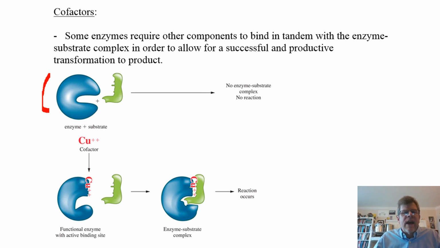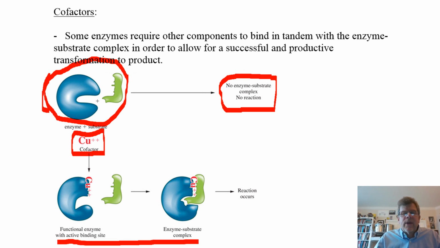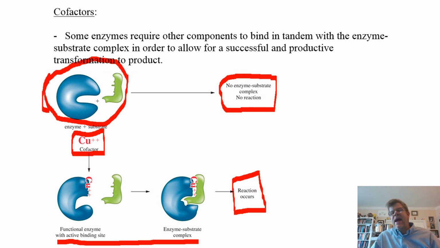And just those two together, if we put them together, will not form an enzyme-substrate complex. So thus no reaction occurs. However, if we take that enzyme and the substrate and we throw in a cofactor, in this case a copper ion, doesn't have to be that, but we have that copper co-binding with the substrate, well, then we get the formation of our enzyme-substrate complex to form a tight binding, and now the reaction will occur. That wouldn't have happened in the absence of a copper ion.